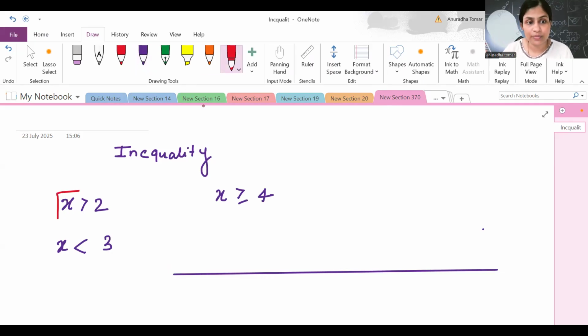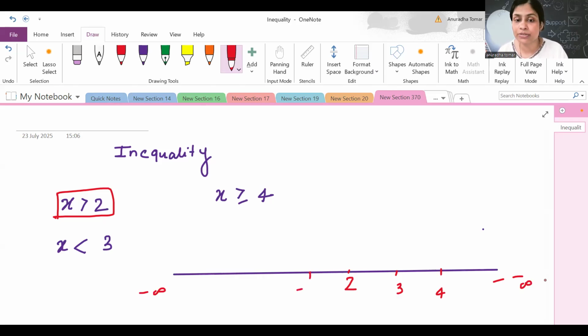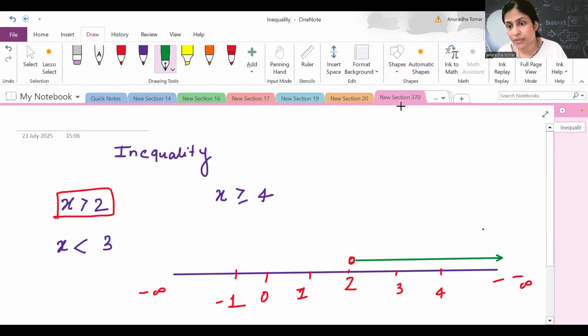If I want to represent x greater than 2, so this is 2. And then there are 3, 4, and so on till infinity. Similarly, here it's negative infinity. So this is 1, 0, negative 1. And this is greater than 2, so here that 2 will not be included. All the values which are greater than 2 will be the solution for that. So the hollow circle means that 2 is not included in that case.